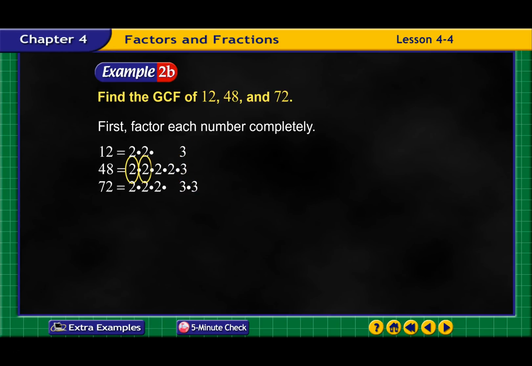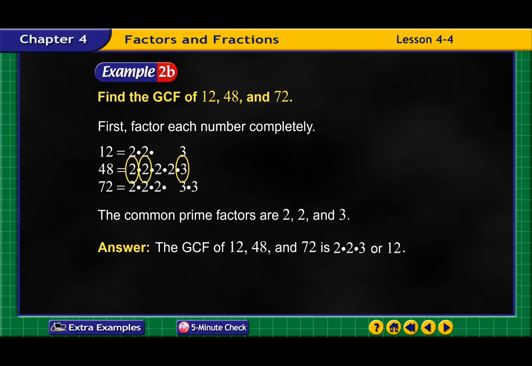Okay, so the 2s and 3s they have in common are 2, 2, and 3. So I'm going to multiply those 3 out. 2 times 2 times 3 is 12. Another way on that one, you could have just looked at the original number. 12 divides into there, 12 divides into there. That would have worked too. As I say, there's multiple ways to come up with these. Figure out the method that works best for you.